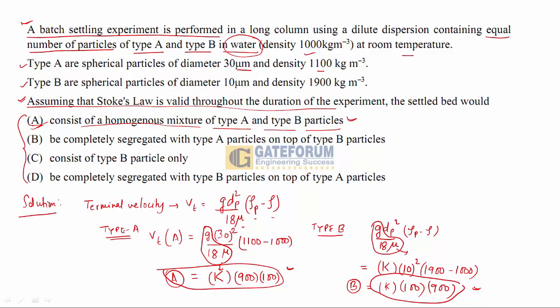Had it been different for both, suppose for type A it would have been more, or for type B it would have been lesser, so if we had got some different values, then accordingly we would have to select a different option. But here, because we are getting the same values, the mixture will be a homogeneous mixture of type A and type B particles. Okay, so this is our final choice.